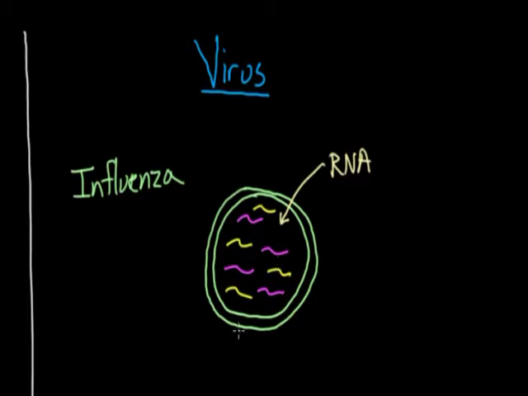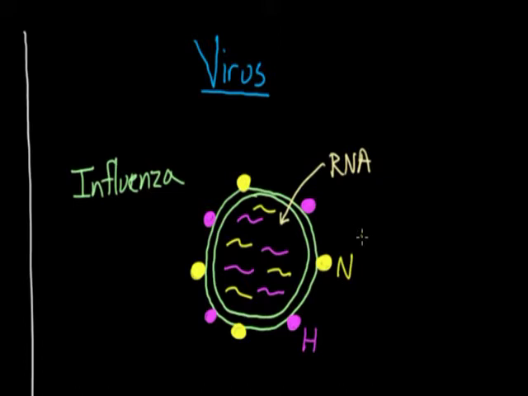And this RNA, of course, is genetic material, so it's going to be coding for proteins. Let's say you've got some proteins out here on the surface. You could imagine that those yellow proteins come from one of those yellow RNA segments. And you've also got some purple proteins over here. Let's say the purple protein we can call H, and the yellow protein we can call N.